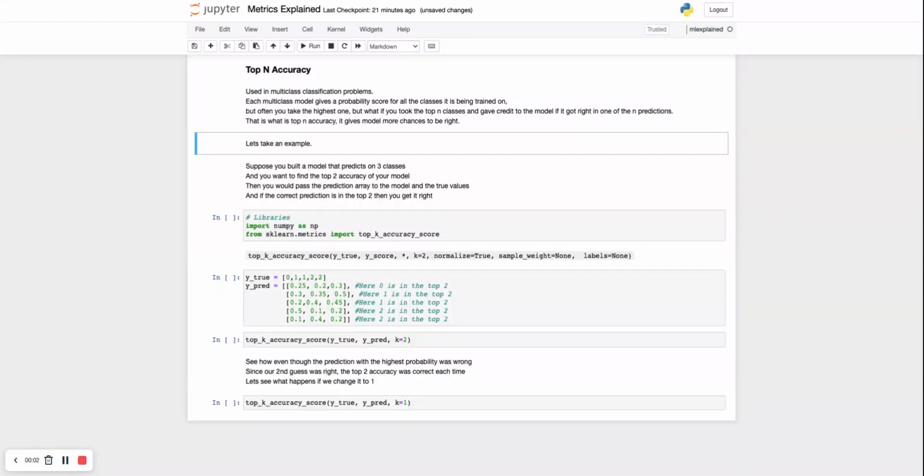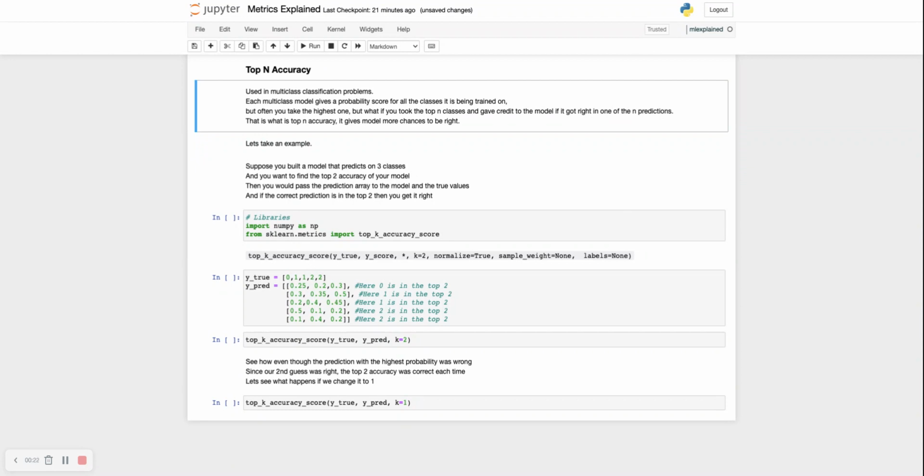Hello everyone and welcome to another explainer video on a very important topic that is used for multi-class classification, which is known as top n accuracy. We all know the regular accuracy, right? It's true positives plus true negatives divided by true positives plus true negatives plus false positives plus false negatives. But what is top n accuracy?